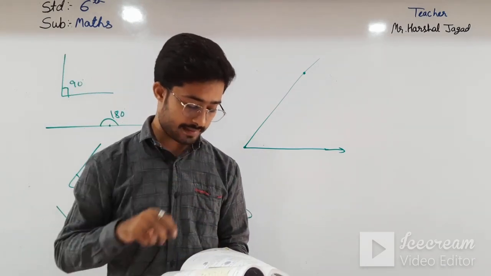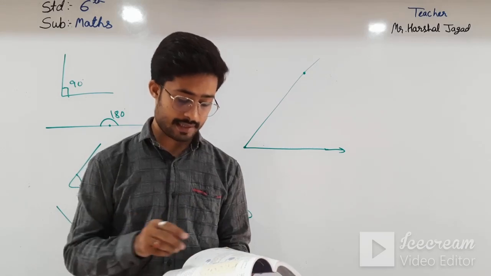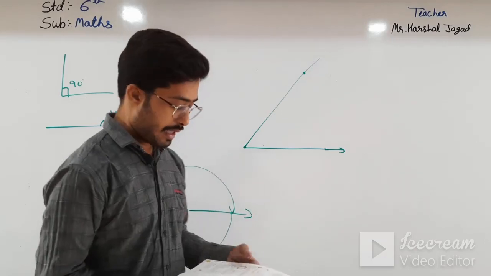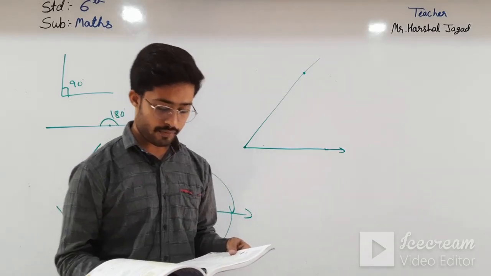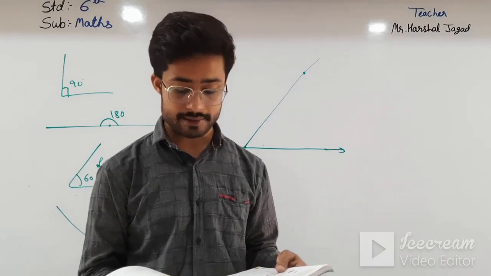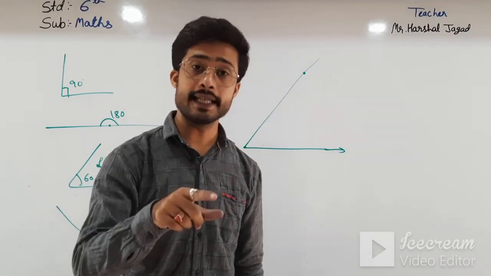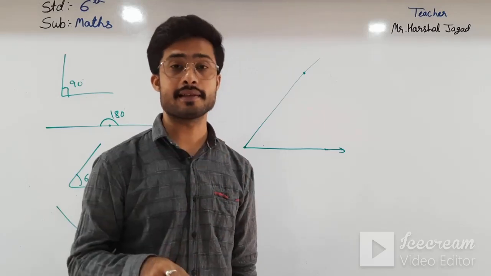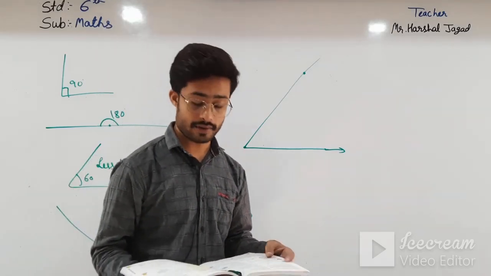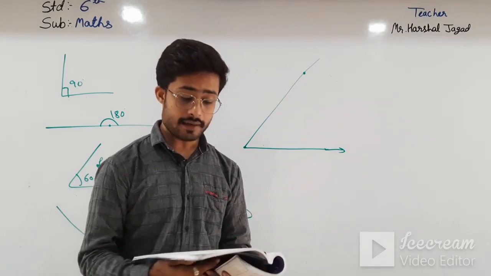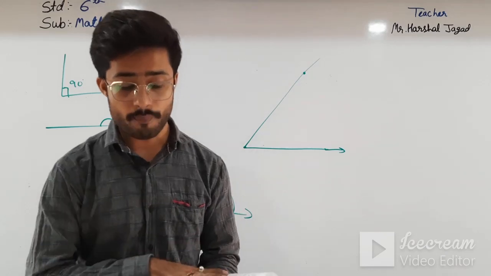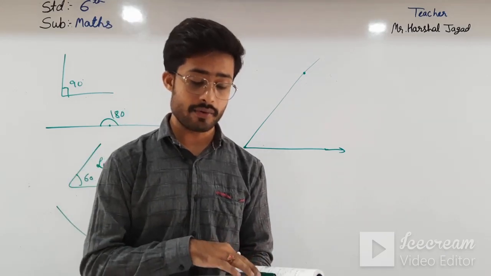Then coming to reflex angle. What is a reflex angle? The definition can be asked, students. An angle of magnitude more than 180 degree and less than 360 degree is called a reflex angle. More than 180 degree and less than 360 degree is a reflex angle. Now here example number 1 is given, the angles as obtuse angle and acute angle.